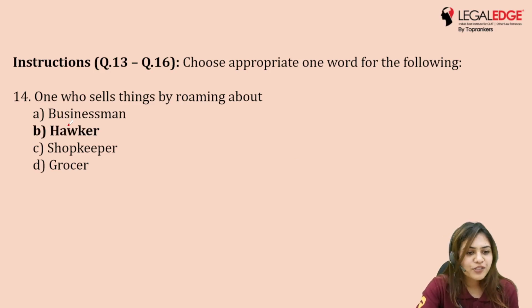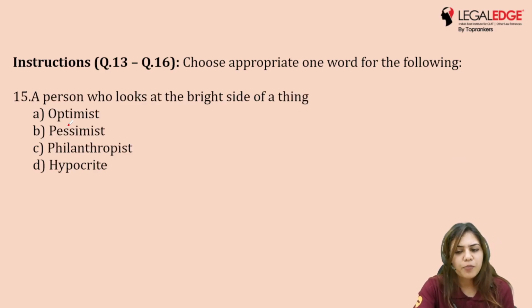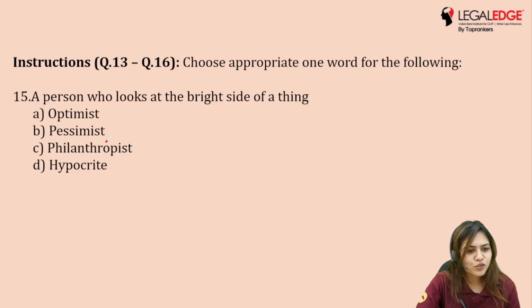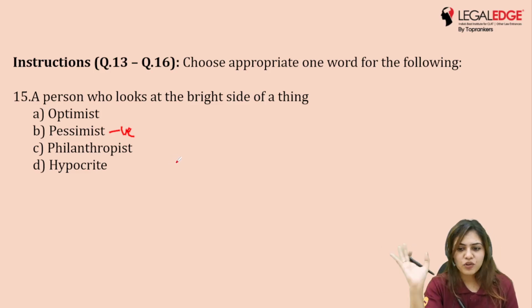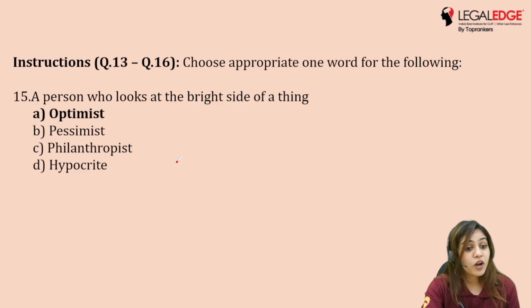So hawker is a person who sells things from door to door. Moving on to the next one, a person who always looks at the bright side of a thing. That means they always see the glass half full. Who is that person? A positive thinker is an optimist. Exactly. Pessimist जो होता है वो तो negative thinker होता है. Philanthropist is a person who loves to do charity. And hypocrite, I think hypocrite is a person जो आपके सामने कुछ और पीठ पीछे कुछ और. And double-faced, duplicitous in intention. So the answer should be optimist.